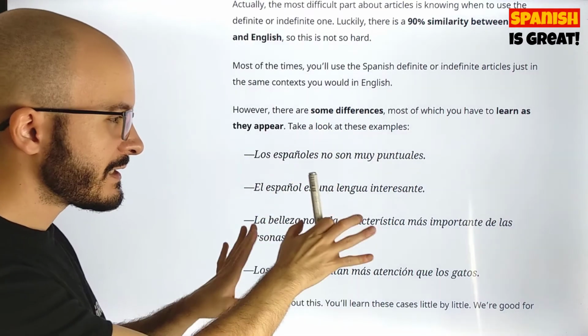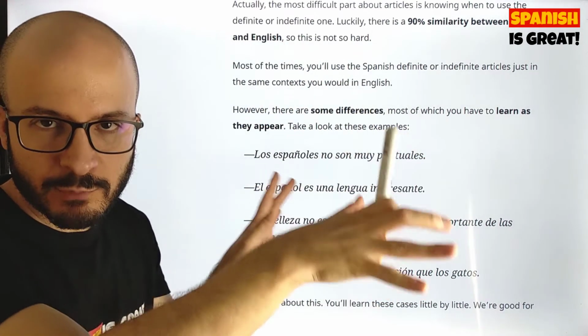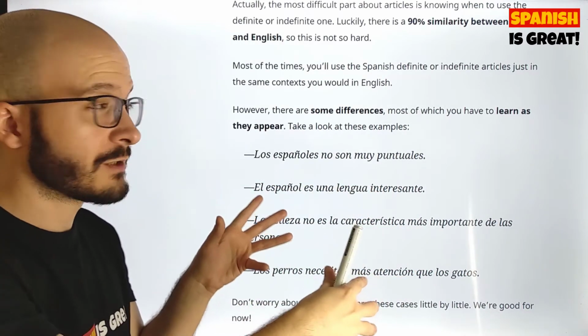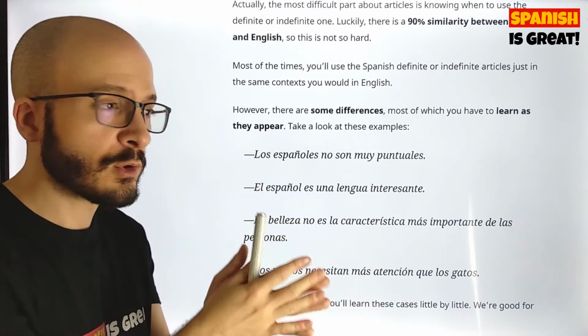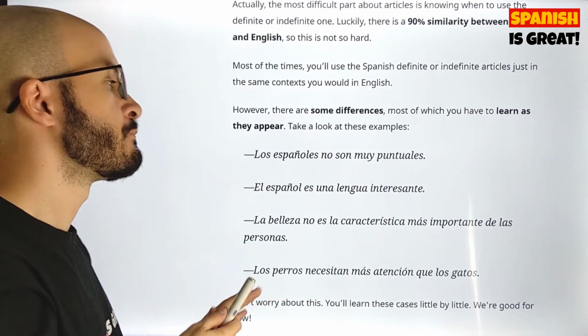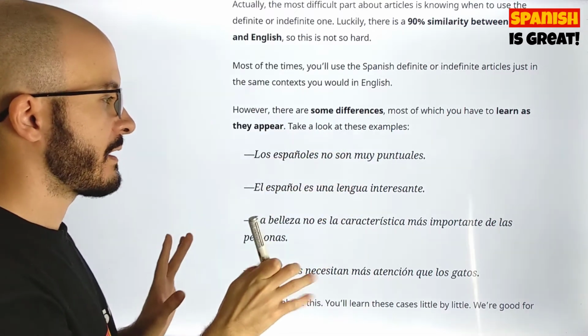So let's see. I mean, these are just a few examples just to illustrate, okay? I'm not giving rules because rules about articles, I was saying this is one of the most abstract things, okay? But just a few examples.